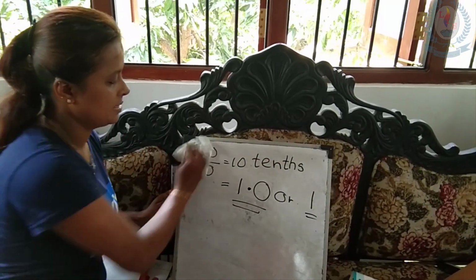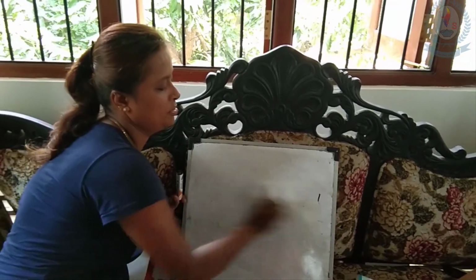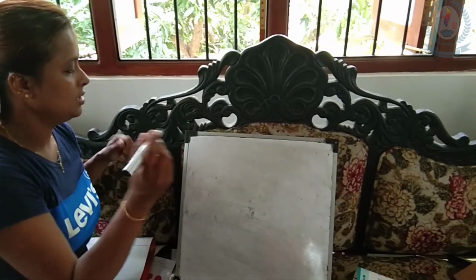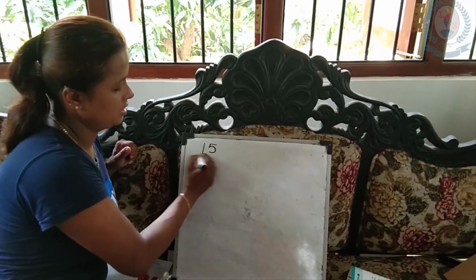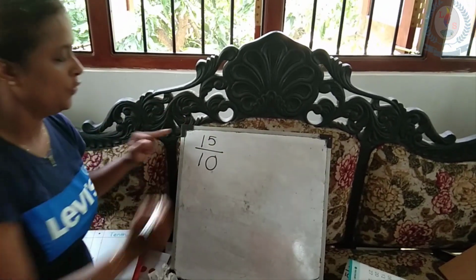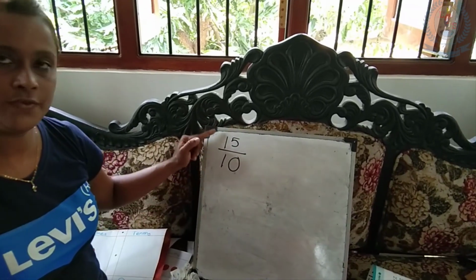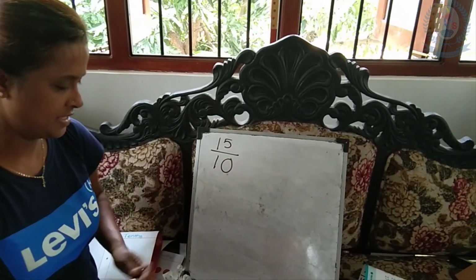Okay, now let's look at another improper fraction. This is another improper fraction, 15 tenths. We will see.